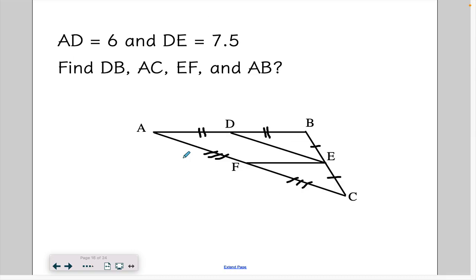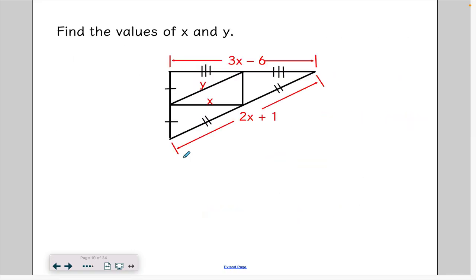Stop when you get to this question. Where is it? Ah, this is the question where I want you to stop. You can keep going. There's a couple more on your page.